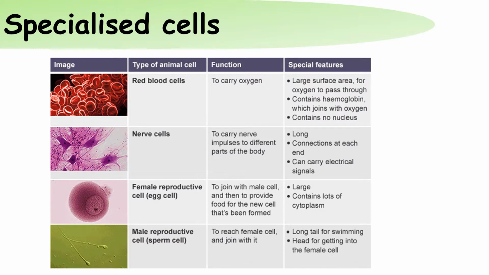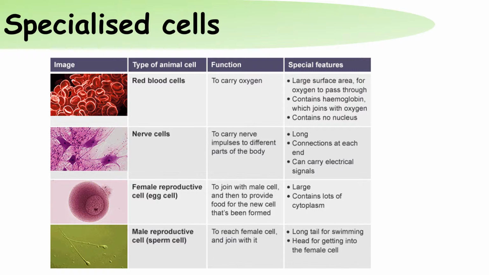Red blood cells carry oxygen in the blood. They are adapted to this by having a biconcave shape. This allows it to have a large surface area. They contain the protein haemoglobin, which absorbs oxygen, and they have no nucleus, which allows for a greater amount of haemoglobin to be forced into the cell.